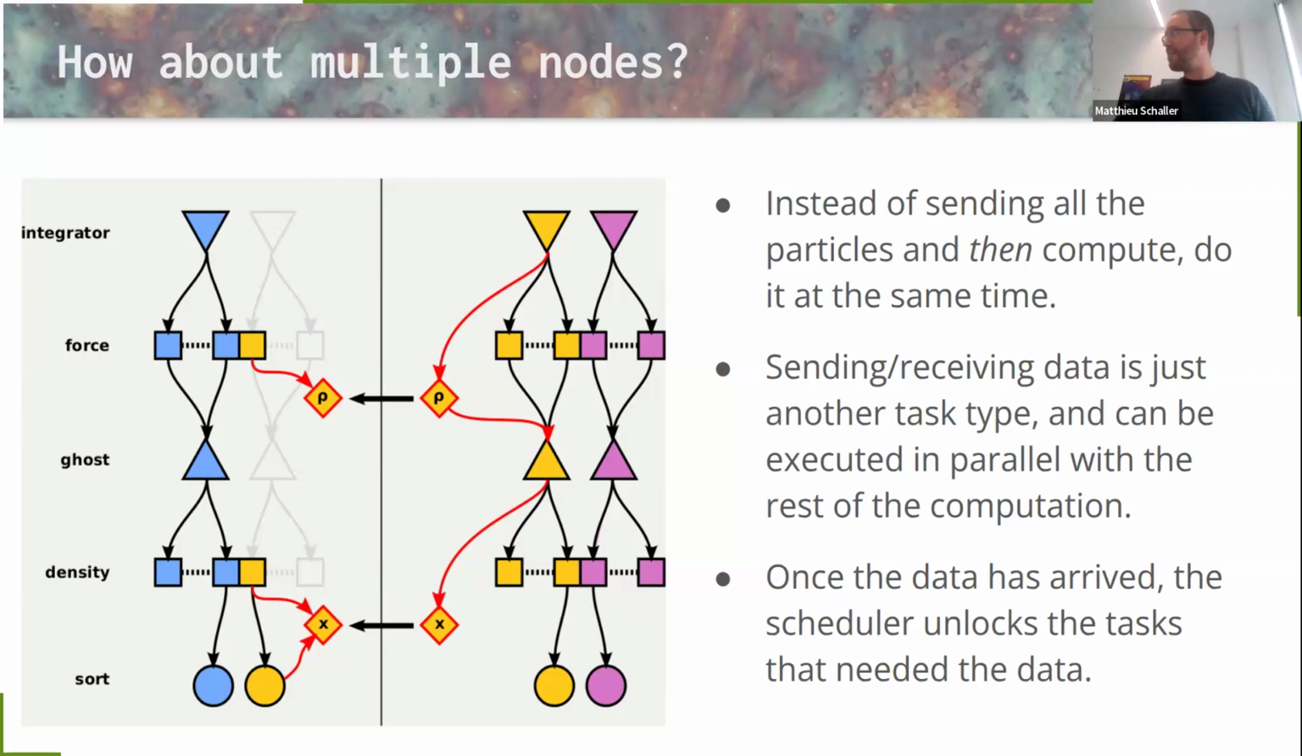You can send the data while another core, or the same core, is doing some operations. You can really hide the communications while you're running, and then once the data has arrived, you can unlock the next task and then continue walking through the task graph. But hopefully, if your domains are big enough, you have enough work to do locally while the data is being transported.